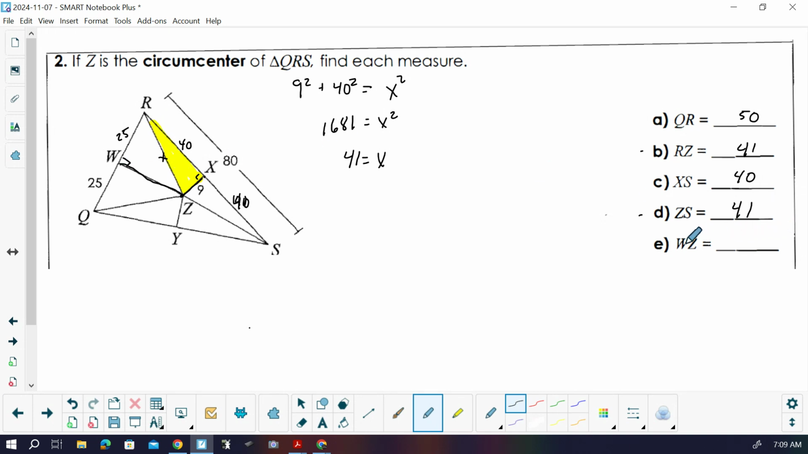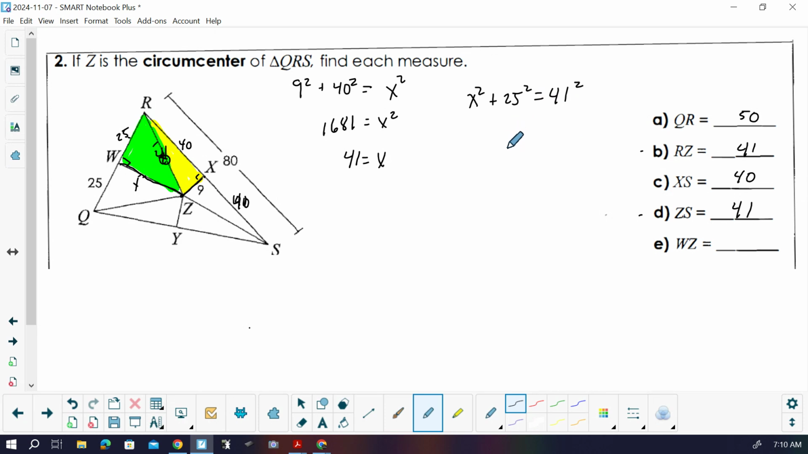And the next thing that we need to find is WZ, which, since I now know that this is 41, I can use it in this right triangle. So let's go ahead and grab my highlighter again. And let's look at this right triangle right here. We've got a leg, 25, and we've got this other leg we're trying to find. And this 41 is the hypotenuse. So we're going to go x squared plus 25 squared, those are the two legs, equals the hypotenuse squared. In this case, it is 41.